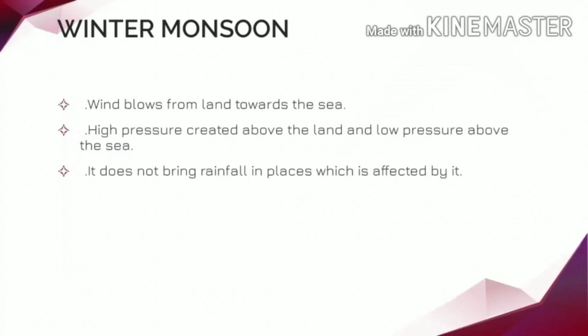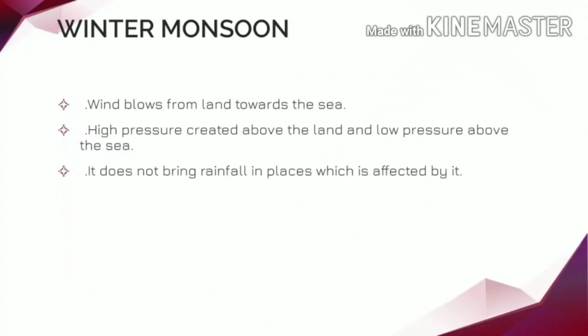Winter monsoon. As winter has approached, the land is cooler than the water body. High pressure is created over the land and low pressure over the water body. The wind is now blowing offshore, that is from land towards the sea, since the low pressure is created over the water body.